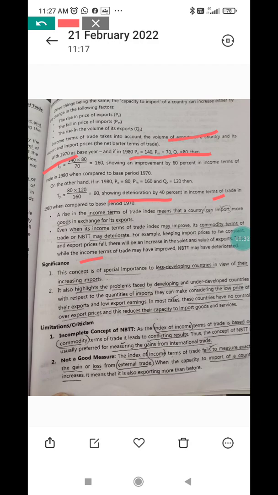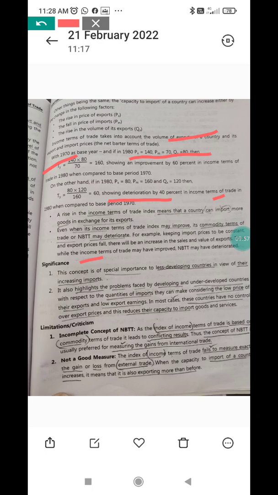Okay, they can make considering the low price of their exports and low export earnings. So they are highlighting the problem: what are the problems faced by developing and underdeveloped countries with respect to the quantities of imports and the low price of their exports and low export earnings. Their earnings are low, so it highlights the problem.